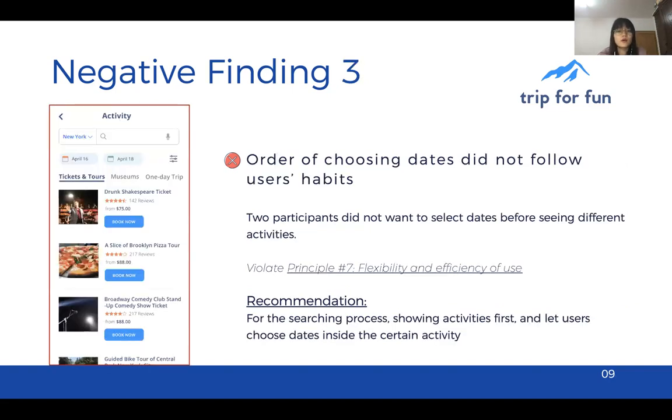And third, the order of choosing days does not follow users' habits. The 2 participants did not want to select days before seeing different activities. So for the searching process, I show the activity first and then let users choose days inside the certain activity.